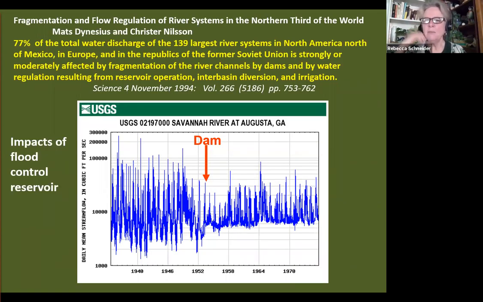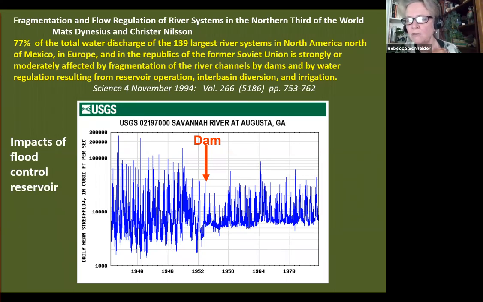This is a study, and there are many studies now on this phenomenon that dams have impacted the natural hydrologic regime in our rivers. This one shows that 77% of the total water discharge of the 140 largest rivers in North America, Europe, and parts of the Soviet Union are moderately affected by fragmentation due to dams. So dams are constructed for various reasons. There are dams constructed for flood control, and they do just what you'd hope they do. They reduce flooding. This is the hydrograph from the Savannah River over the time period before they placed the dam and after they placed the dam.